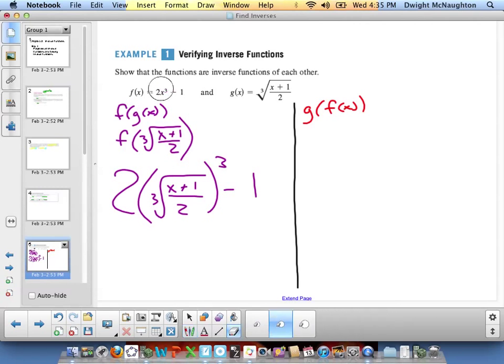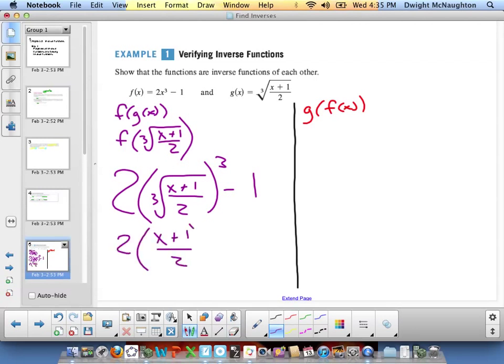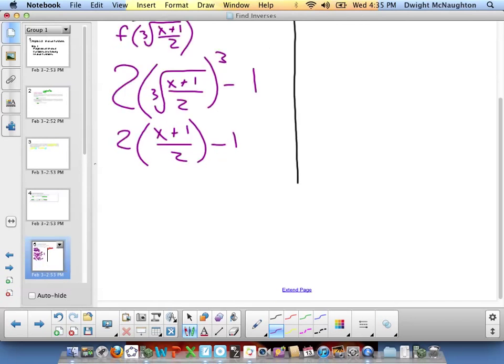We'll simplify that. First off, the cube and the cube root cancel straight up. So we got 2 times (x plus 1) over 2, minus 1. We will continue. The 2 here and the 2 there will cancel. We got x plus 1 minus 1. So that one composes down to x.